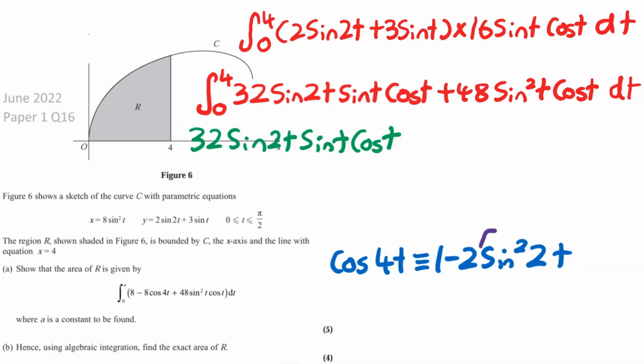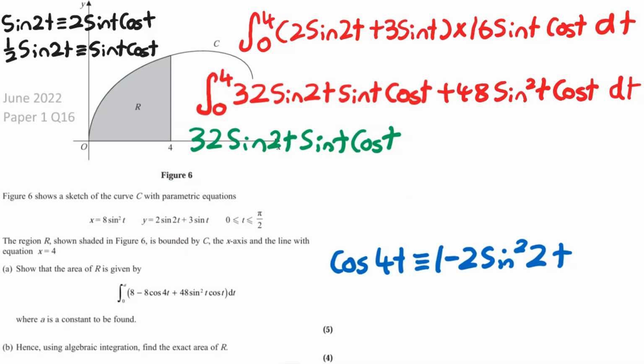Now we want this 2t here so that we can sub it out for this cos 4t. This sin 2t is fine. The issue is this sin t cos t here. But if you consider the double angle formula for sin 2t, it's equivalent to 2 sin t cos t, and you can see that we have this sin t cos t. If you divide both sides by 2, you get that half sin 2t is equal to sin t cos t.